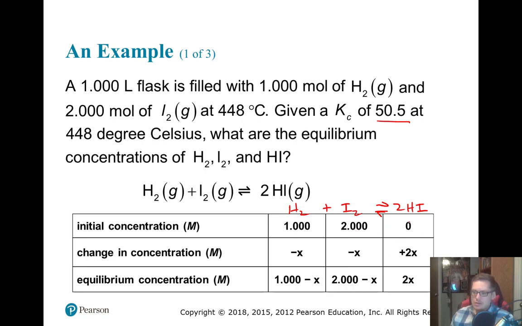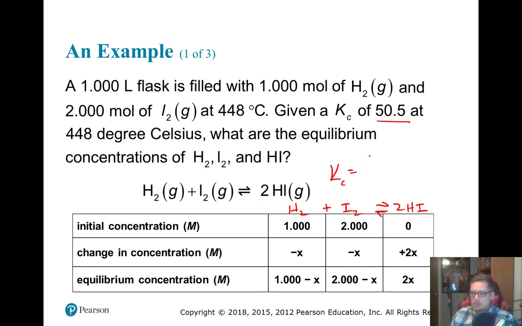Now the product starts at 0, and then it's going to go up, but there's two of them for every one of these guys that are used. So our increase is going to be 2 times our x value. So this guy is going to be this. Now it's just a simple matter of plugging these into your equilibrium expression.